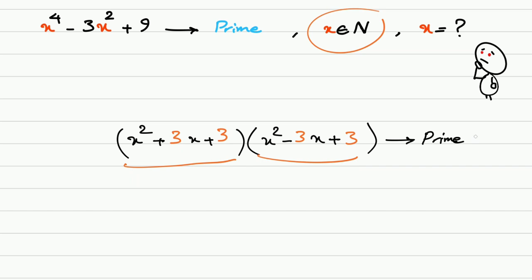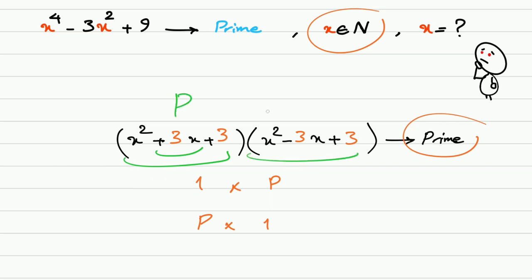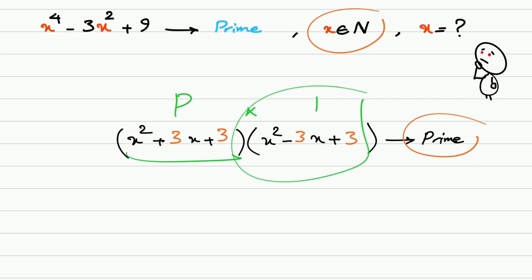And remember that we cannot factorize prime numbers. Okay, 1 times p or p times 1. No other variation. So now which is which? I'm going to say this one is the greater number because 3 times x is positive, and this one is the smaller number. So p times 1. We don't know what p is, but we can solve this one. x squared minus 3 times x plus 3 is equal to 1.